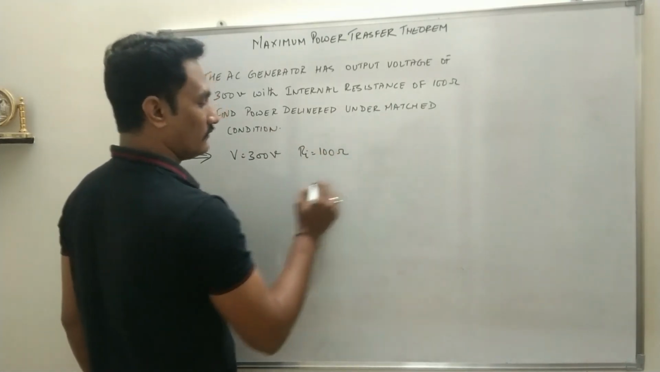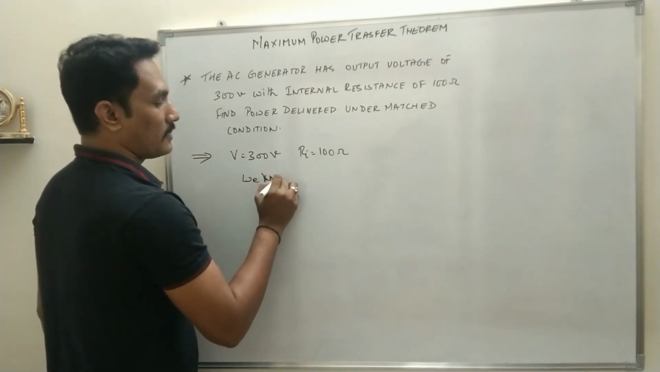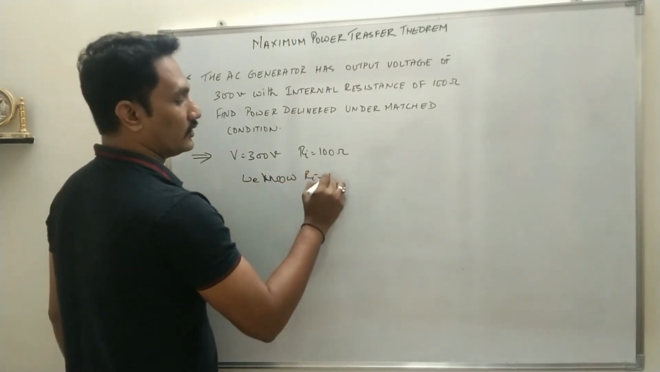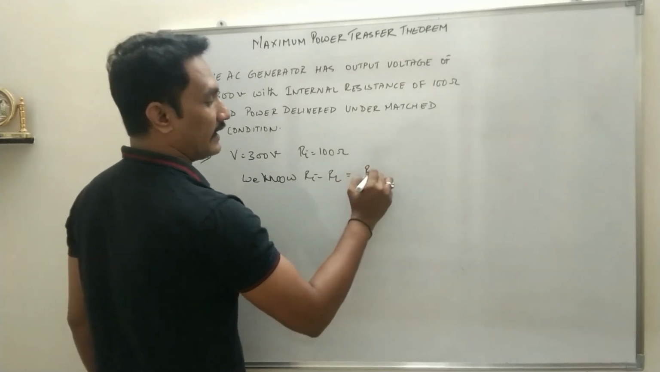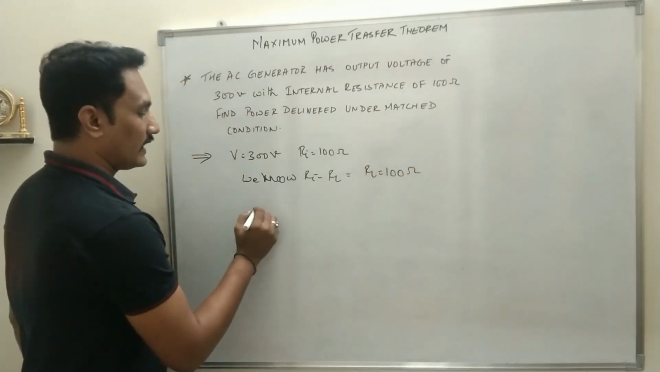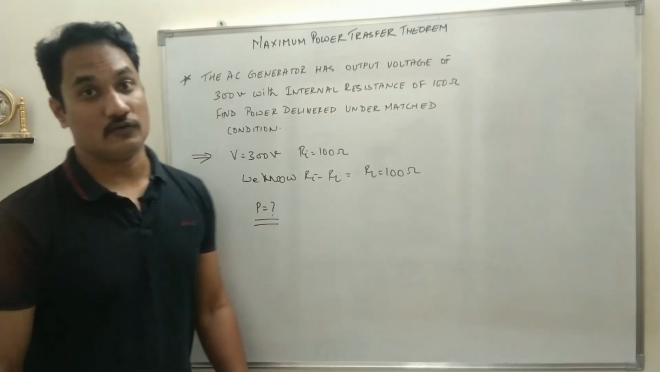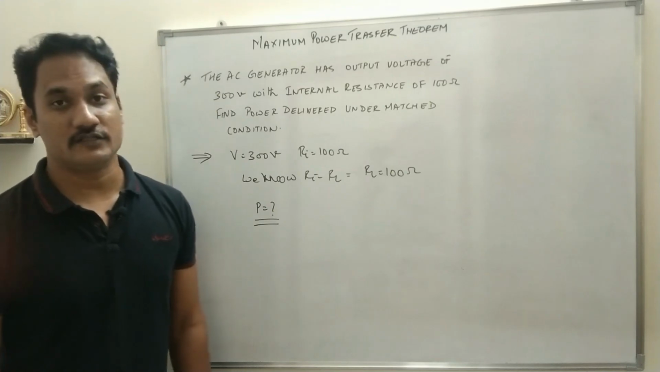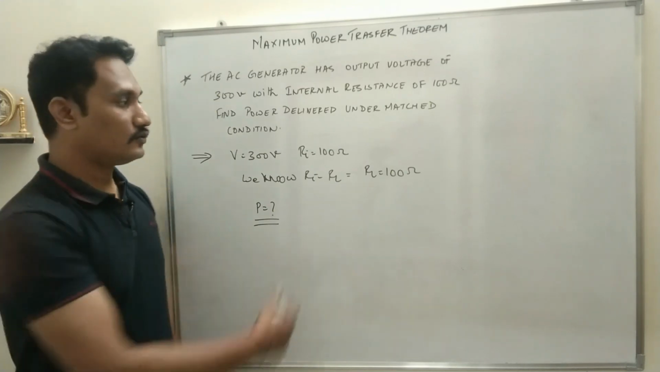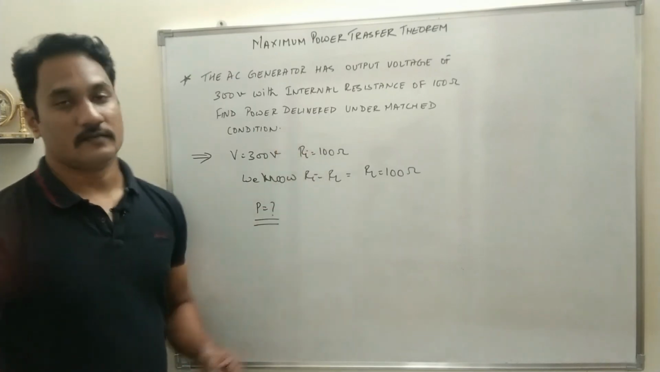So we know Ri is equal to RL. That means RL is also 100 ohms. Okay, so what you need to calculate is power. So I leave it to you. You know the formulas, you know the way in which you have to proceed. I want you to calculate and get the answer for the same problem.